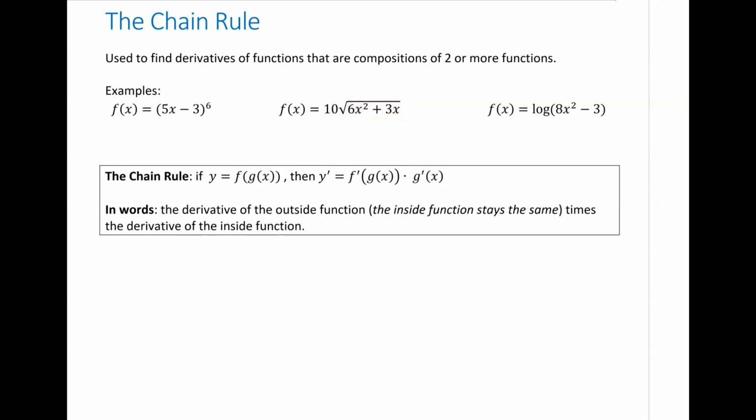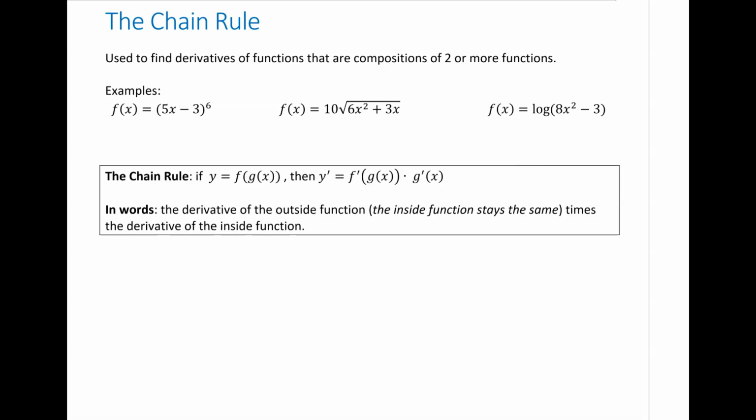So these are examples of functions where, if we want to take the derivative, we would need the chain rule. In the last example, we have this log of 8x squared minus 3x. So you have this quadratic function that's inside of a log function. Again, three good examples of when you would need this chain rule.